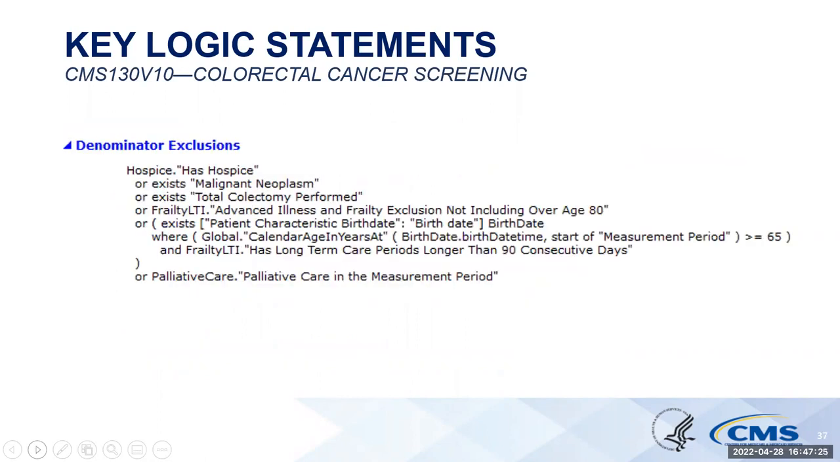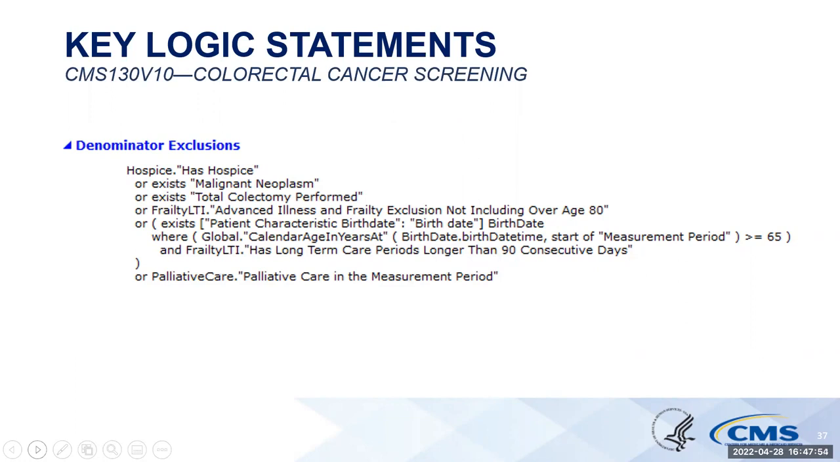And as we discussed earlier, the measure contains multiple denominator exclusions. The "or exists" here also links each definition in a way that if one of them is true, the patient is excluded. Patients who are in hospice care, patients with that diagnosis or past history of total colectomy or colorectal cancer, patients with an indication for frailty, and patients in long-term care or palliative care meet these exclusions.